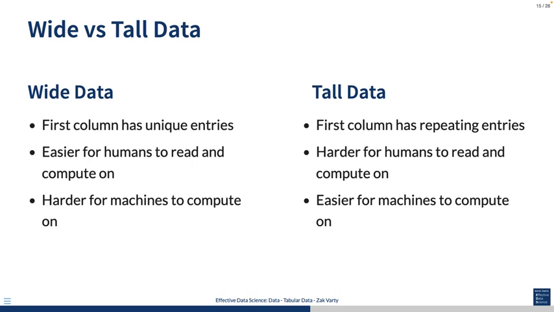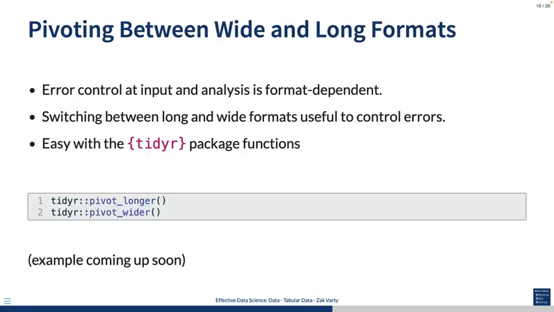What we have here is a trade-off. While wide data is easier for humans to read and compute on, it's much harder for machines to compute on this wide style of data. And this is flipped for tall data. This is much easier for machines to work on and harder for humans. So one of the key skills that you're going to need as a data scientist is being able to pivot between these wide and long data formats.